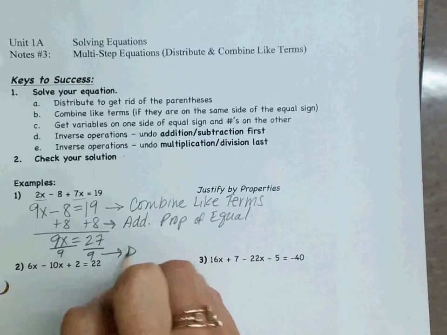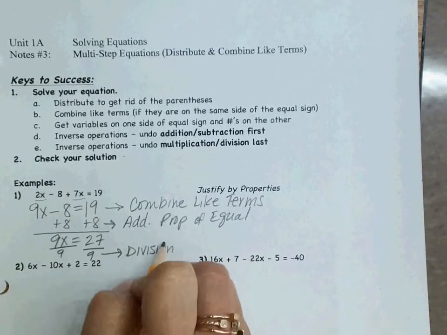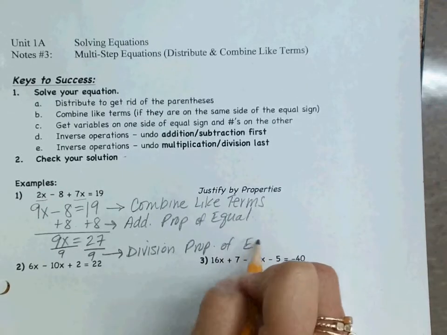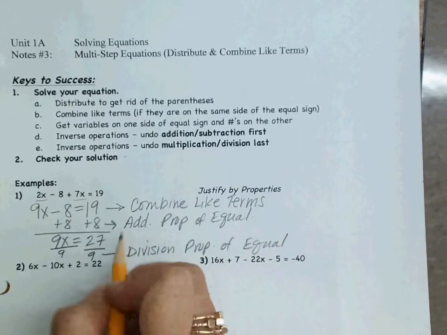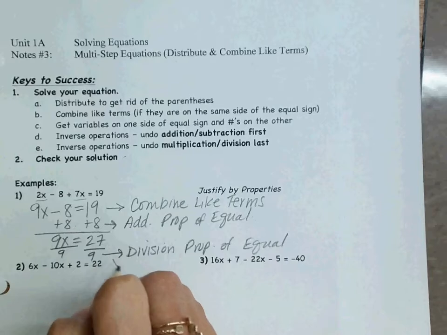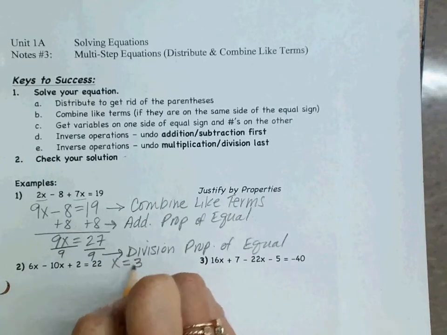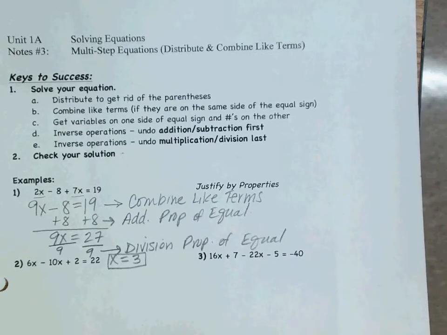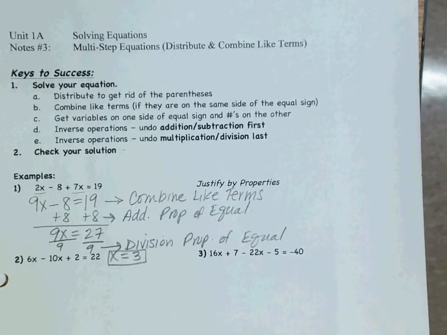This right here is my division property of equality. It looks like I should not have written so big because I'm about to run out of space. My final answer, x equals 3. And so I'm going to box that in so I know it goes with problem number 1. Okay, let's go ahead and practice number 2 now.